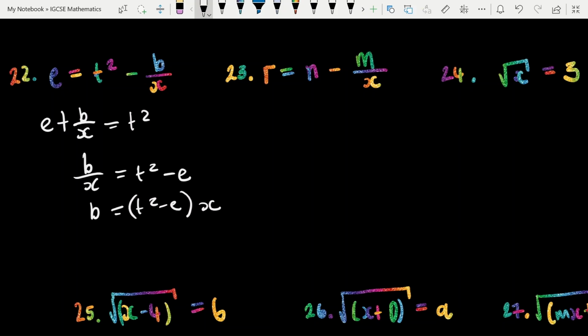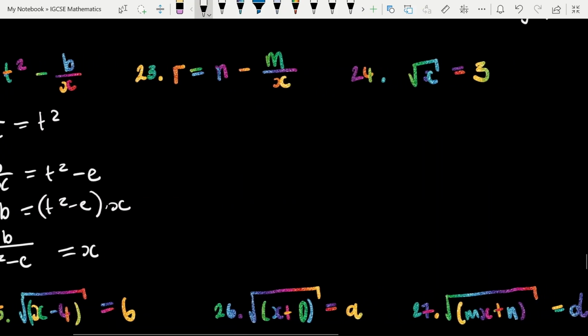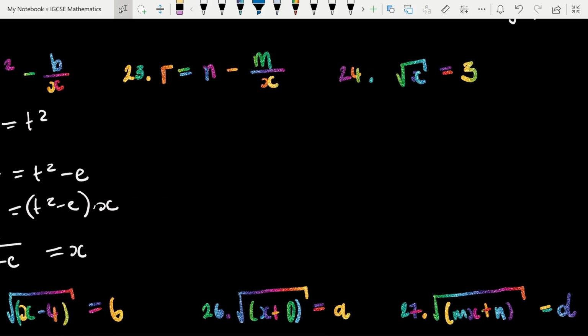Then now we make x the subject by taking t squared minus e to the other side, so it will be b over t squared minus e, because t squared minus e was multiplying, so now it is dividing, and it will be equal to x. Fantastic, fantastic. Number 23, r is equal to n minus m over x.